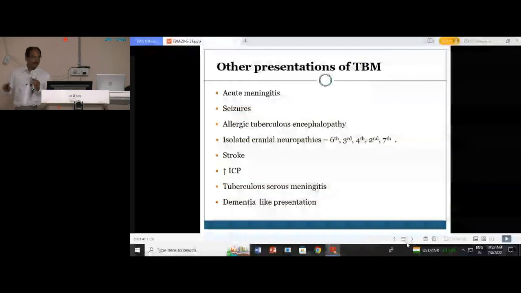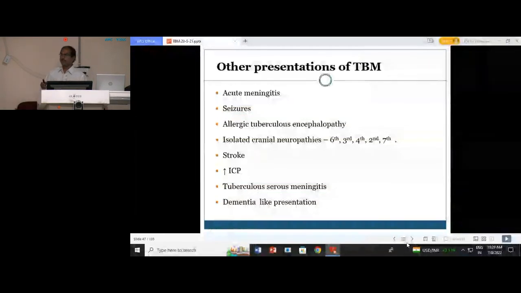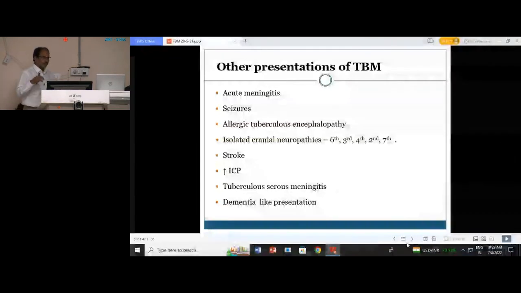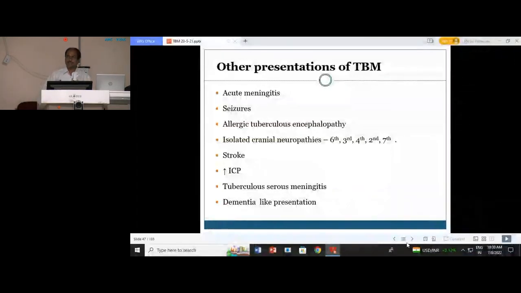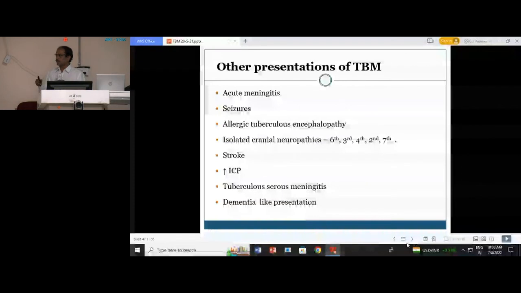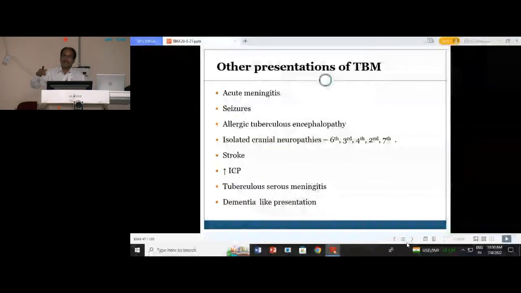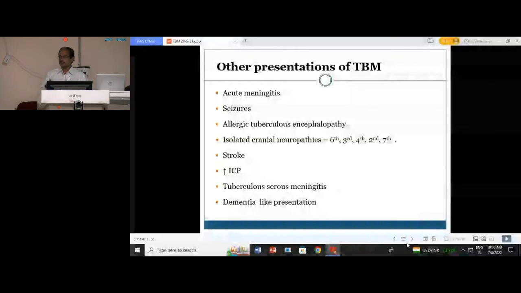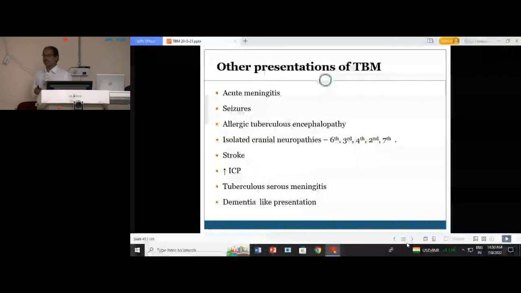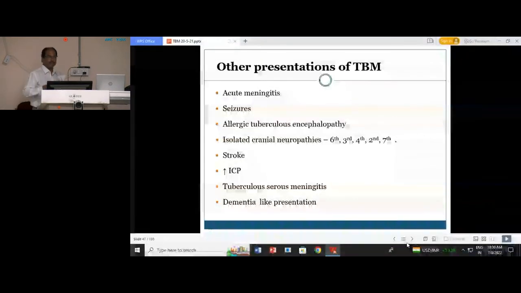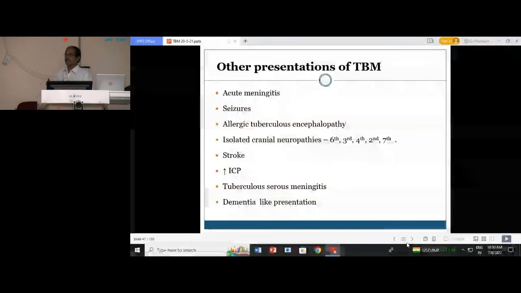So, other presentations of TBM. You've seen the classic presentation: fever, headache, vomiting, meningitis-like presentation. Acute, subacute to chronic presentation is very common, over a period of days to months. But TBM patients can also present acutely. This is very, very important. Nowadays, we rarely see acute bacterial meningitis, hardly once in 6 months. But tuberculous meningitis, every week will not pass without seeing a patient. These patients can present acutely and mimic acute bacterial meningitis.